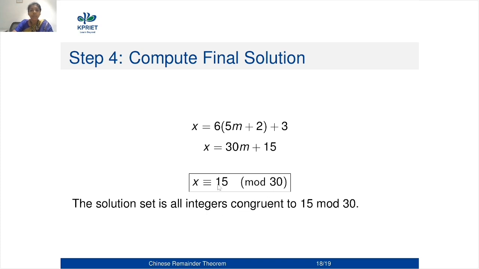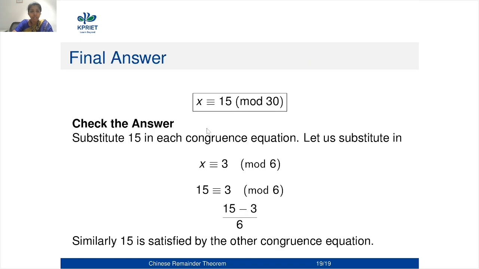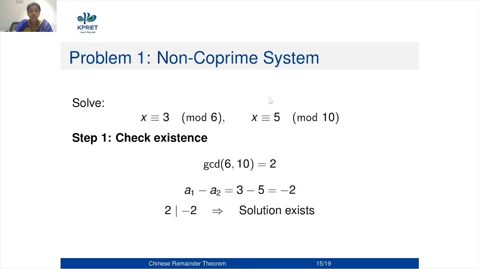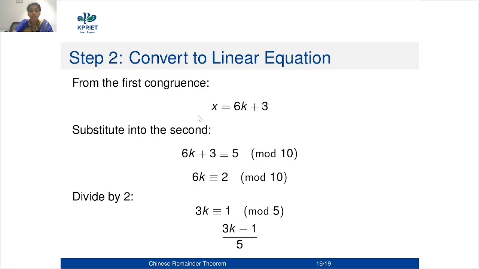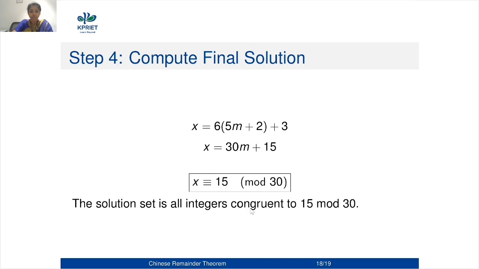Now let us check whether this 15 is a solution of the given problem. Let us take 15 and substitute it in the given problem. The first congruence expression is x is congruent to 3 mod 6. Substitute x as 15. This can be rewritten as (15 minus 3) divided by 6. Obviously it is 12 by 6. Yes, it is divisible by 6. So this 15 is a solution of the given problem. Similarly, you can check the other congruence expression. Here also we can definitely check that 15 is a solution. So finally, for this system, 15 is the solution.